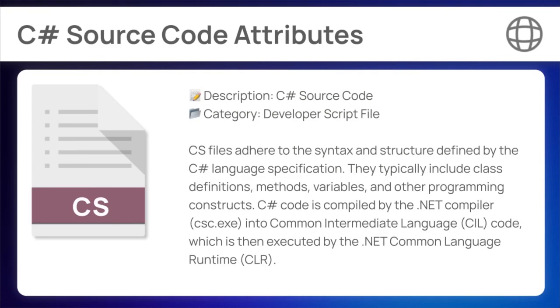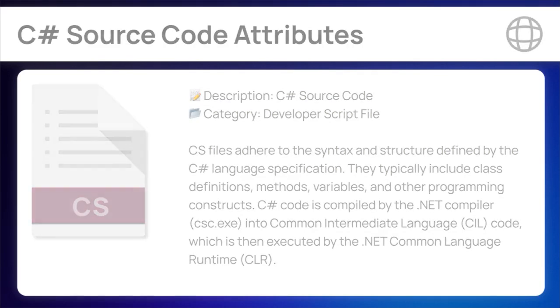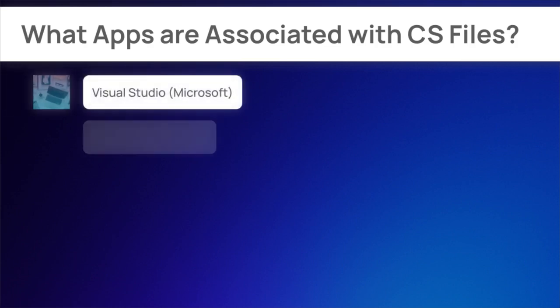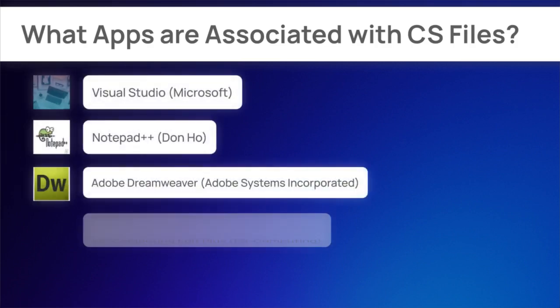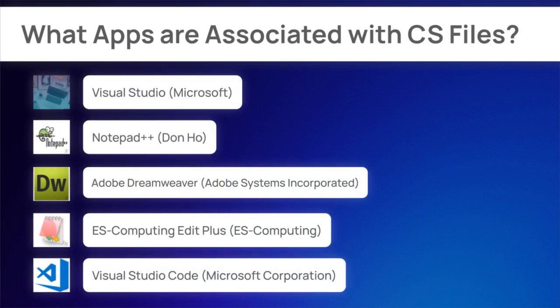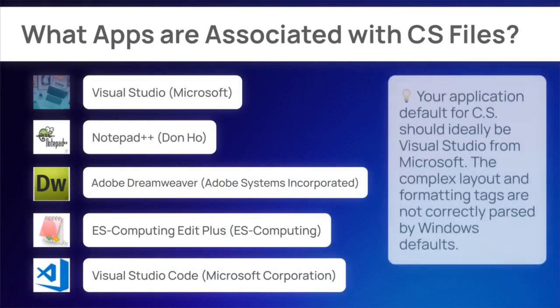C# code is compiled by the .NET compiler, csc.exe, into Common Intermediate Language, CIL code, which is then executed by the .NET Common Language Runtime, CLR. When viewing the file metadata, the CS shows a direct link to Visual Studio from Microsoft. The complex layout and formatting tags are not correctly parsed by Windows defaults. Windows treats them as text by default, so interpretation is handled by the right runtime.